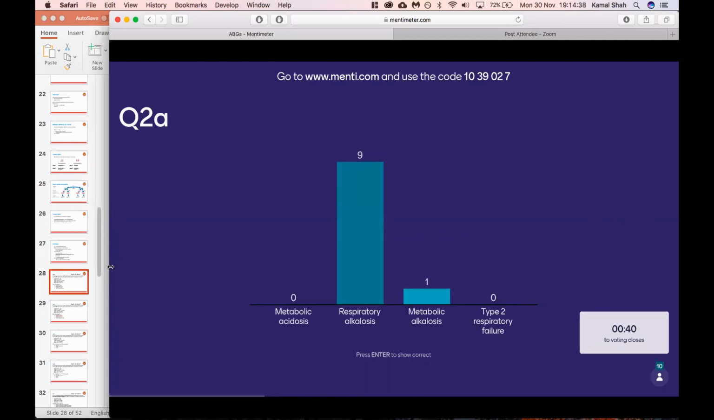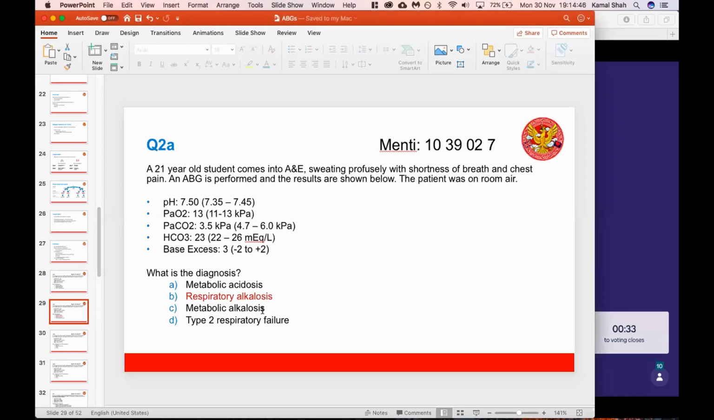Okay, so most of you have gone with respiratory alkalosis and 1 of you has gone for metabolic alkalosis. Okay, so the answer is respiratory alkalosis. So most of you got it completely right. So let me recap this quickly. The pH, we know it's above 7.45, so we've got alkalosis. So the first thing I do is check, does the carbon dioxide explain this change or not? If it's an alkalosis, because CO2 is acidic, we'd expect the CO2 to be low. And because it's 3.5 and it's below the range, we know it's a respiratory alkalosis.